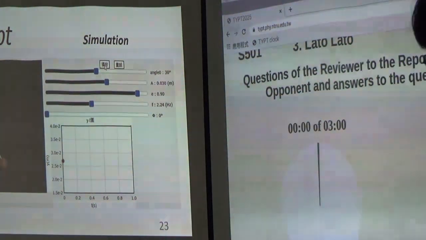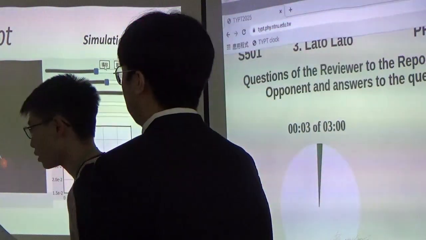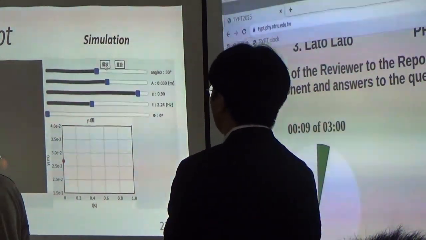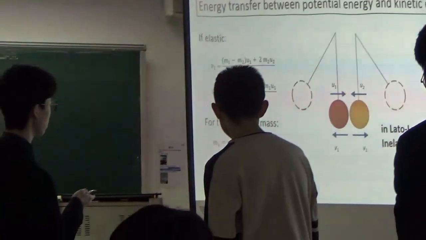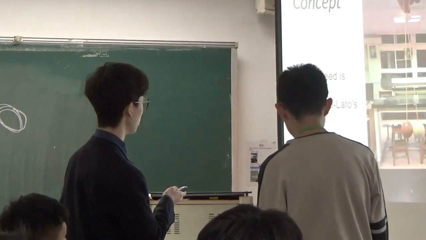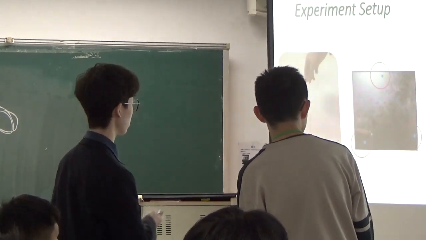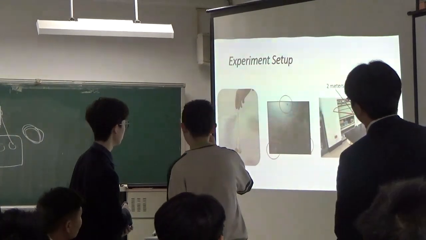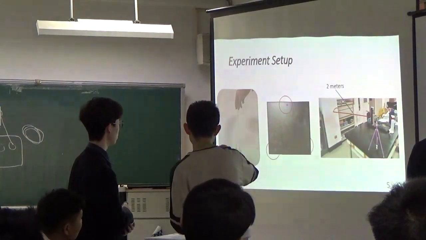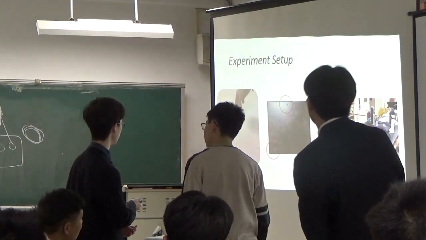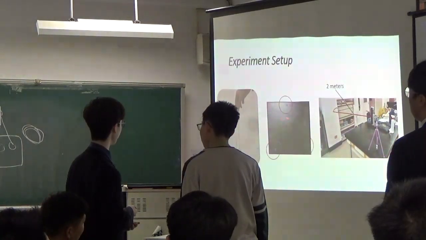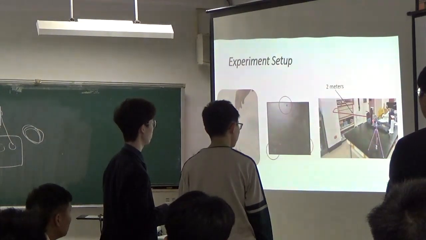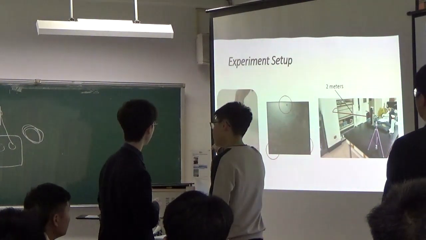Okay, so time for the reviewer to ask questions. I have several questions for the reporter and the opponent. First, for the reporter, can you turn to page 5, the experiment setup? Can you explain the reason you used the paper to measure the ball's position? Well, it's not to measure the ball's position, it's to locate the placement of the camera. I don't mean that. I mean the paper.